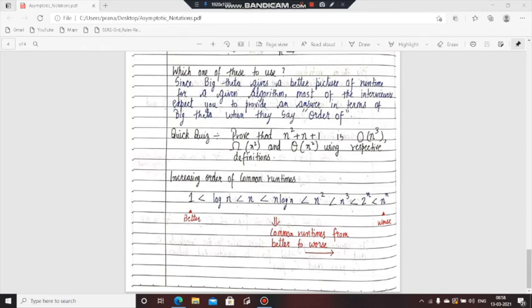So a quick question for you guys. Prove that n square plus n plus 1 is order of n cube, omega of n square and theta of n square using the respective definitions. This is a quick quiz for you guys to solve.